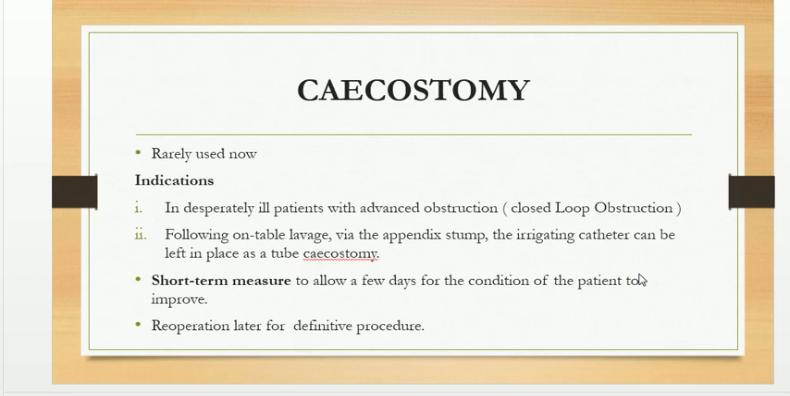A Foley's catheter or a tube is passed through the opening where we have done the appendicectomy, inside through the appendicular stump at the base of the cecum, and we can wash the whole gut. This is called tube cecostomy, and then it is left there for some time and can be removed later on. The cecostomy is basically a short-term measure to allow a few days for the condition of the patient to improve. Reoperation later on for a definitive procedure is done in these patients.